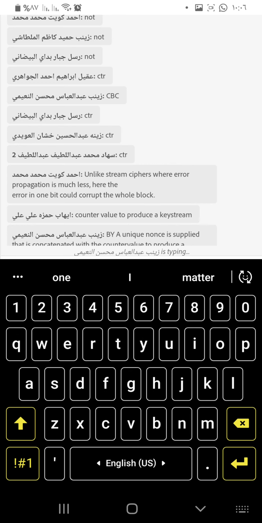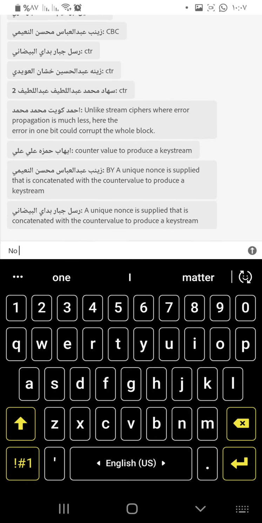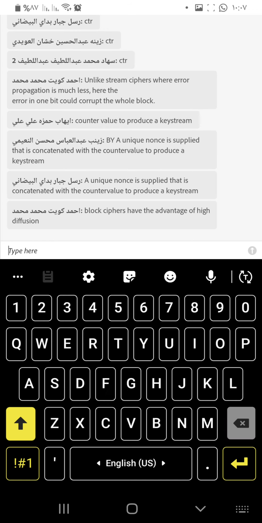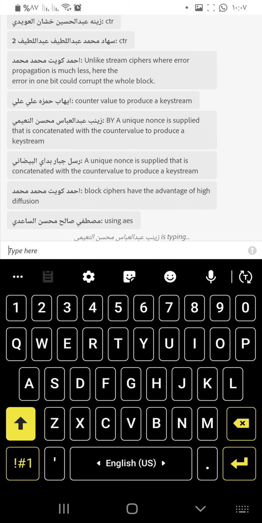Yes, your answer is right, but only partially. Can you complete your answer? No, we are not talking about the advantages of high diffusion, Ahmed Puri. This is about how the key stream is generated in CTR mode in a block cipher.